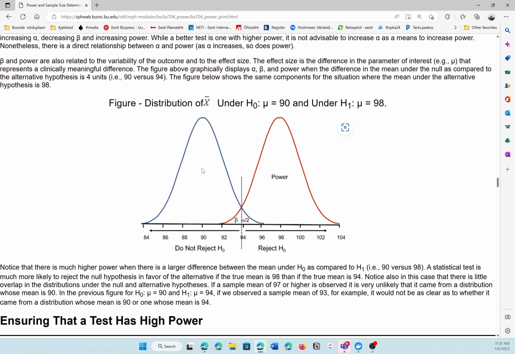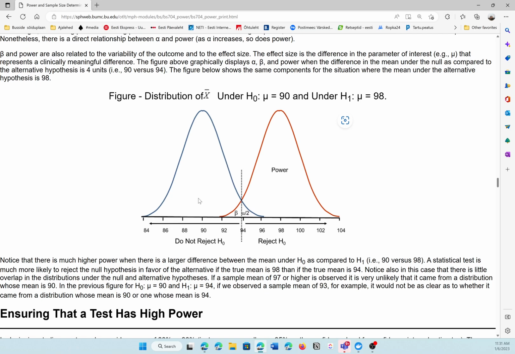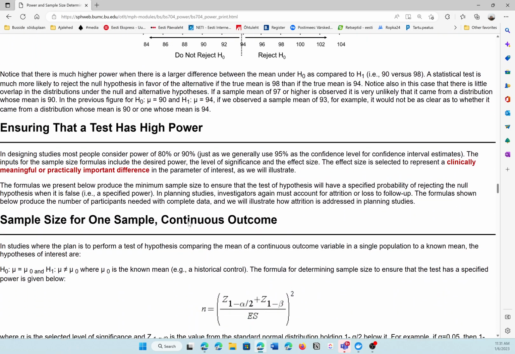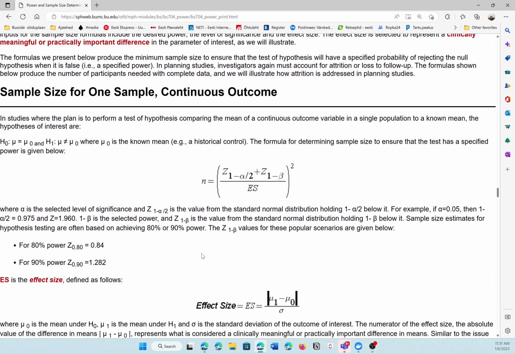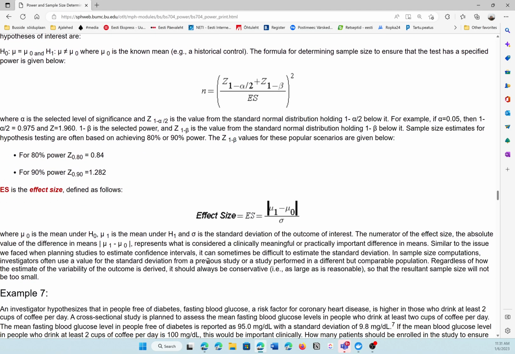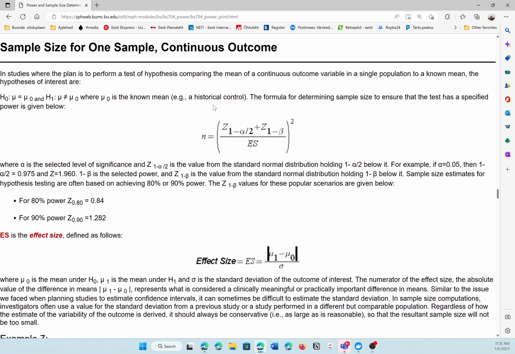And now here again, there is this alternative situation where the alternative hypothesis mean is 98. And here you can see that the power, which we derived earlier, is much bigger because the differences between those means is much higher.